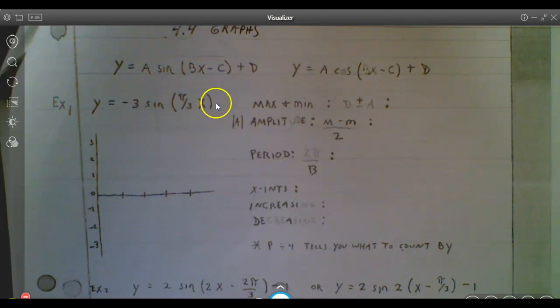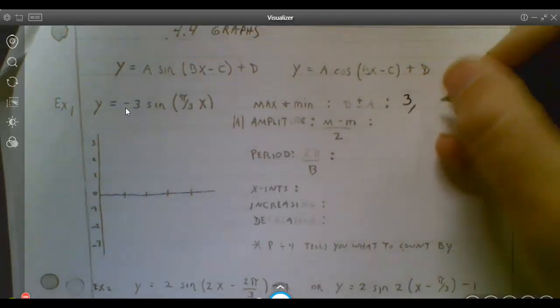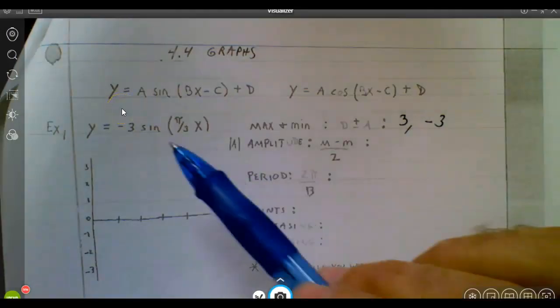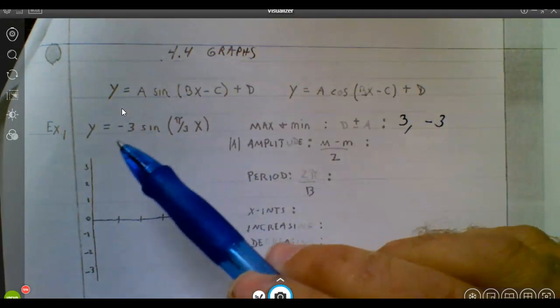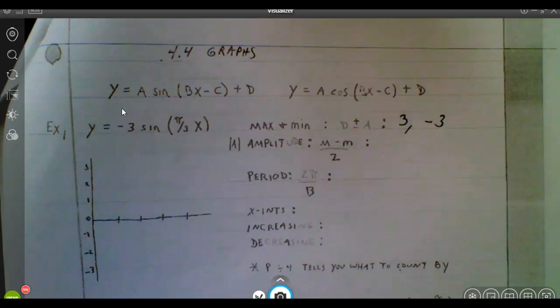You'll notice on this one has no vertical shift, right? So D is 0 on this one. So from 0, we're going to be able to go up 3 and down 3 for the maximums and the minimums, right? So my maximum should be at positive 3, and my minimum should be at negative 3. The amplitude, of course, I can get by looking at my A value. I can already tell that my amplitude is 3, but there might be times where you actually have to kind of solve for it. It could be a word problem or whatever the case might be.